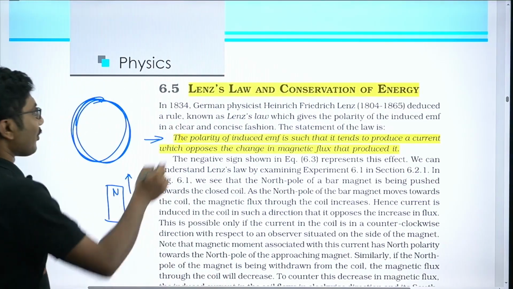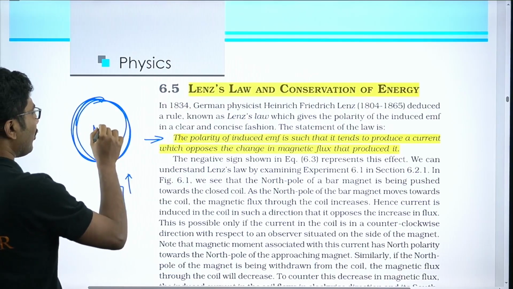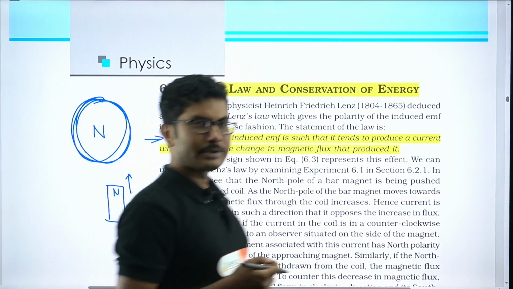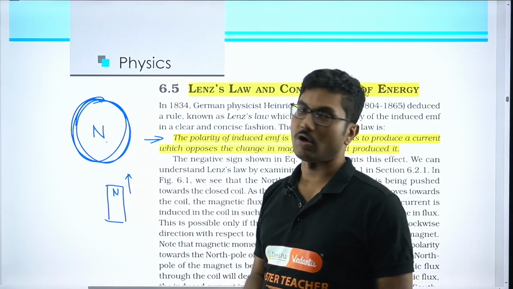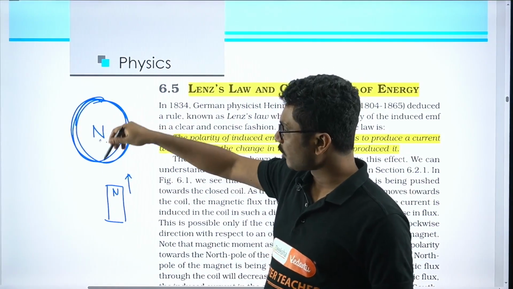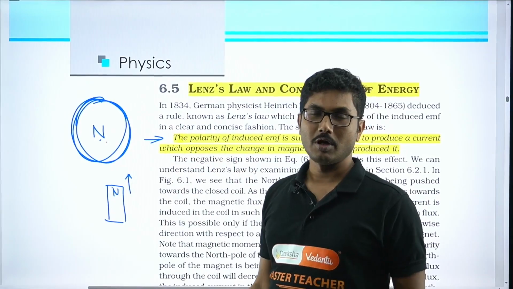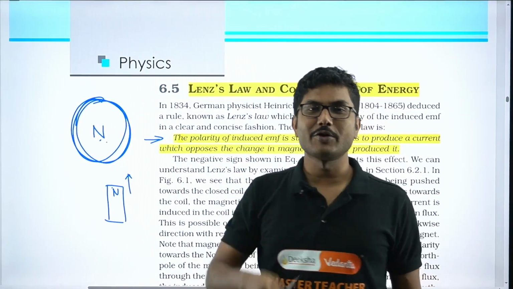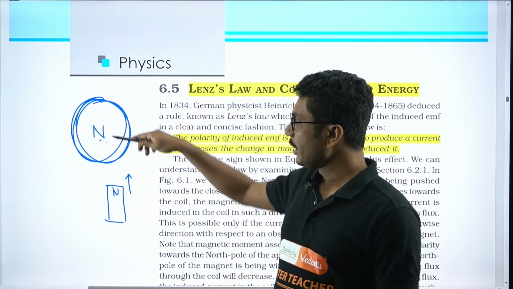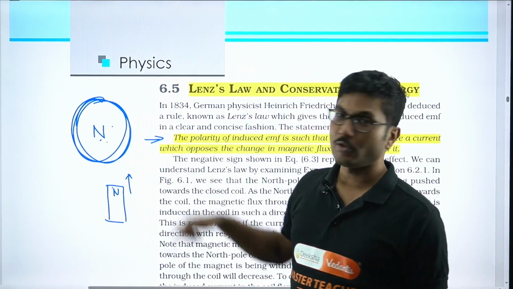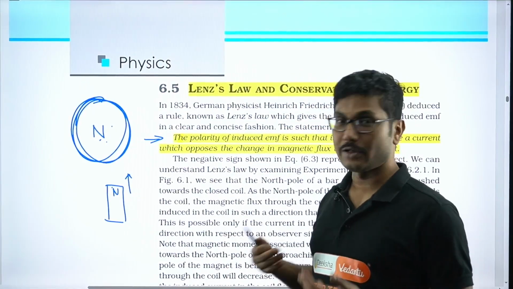According to Lenz's law, it will oppose the cause. That means the pole induced on this side will also be a north pole, so that this north pole will repel the approaching north pole. So it will be harder for you to push the magnet towards the coil, right? These two north poles will try to repel each other.